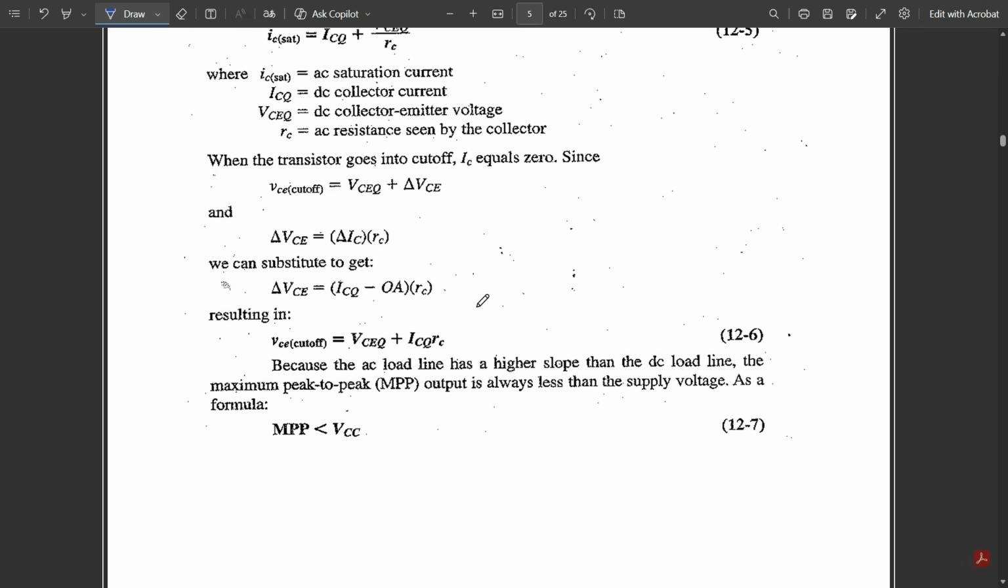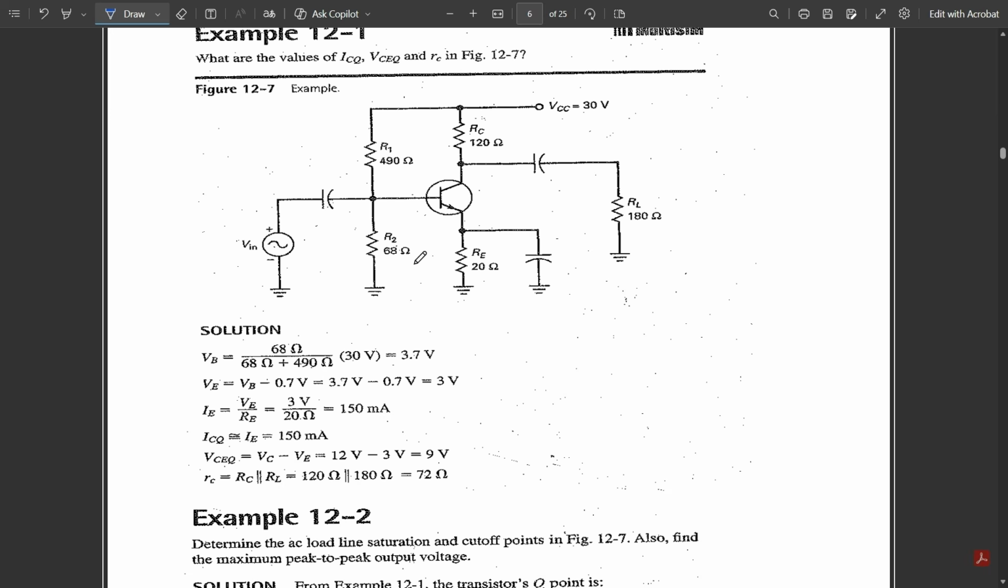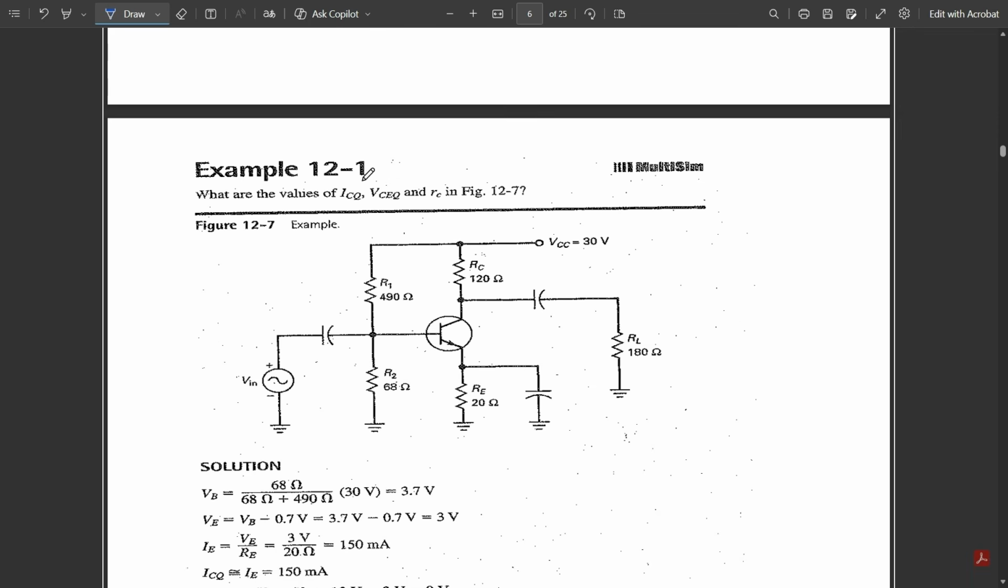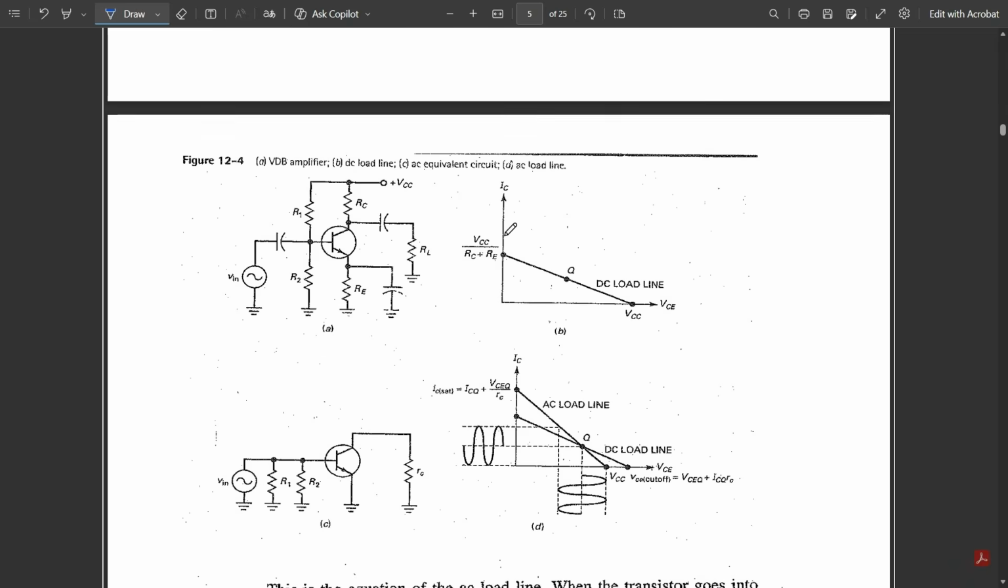Okay, so this is not so required. So now let's discuss the examples with respect to problems of the VDB amplifier circuit. So this is that VDB amplifier circuit where they have told us to find the values for ICQ, VCEQ, and RC. Okay, so the formulas are given here. They have listed the formulas here.